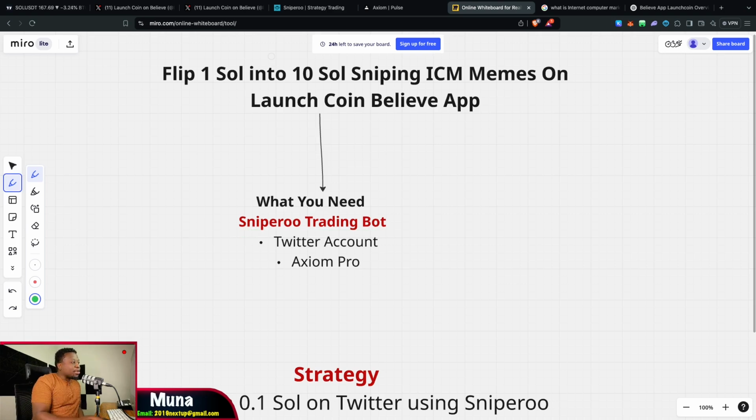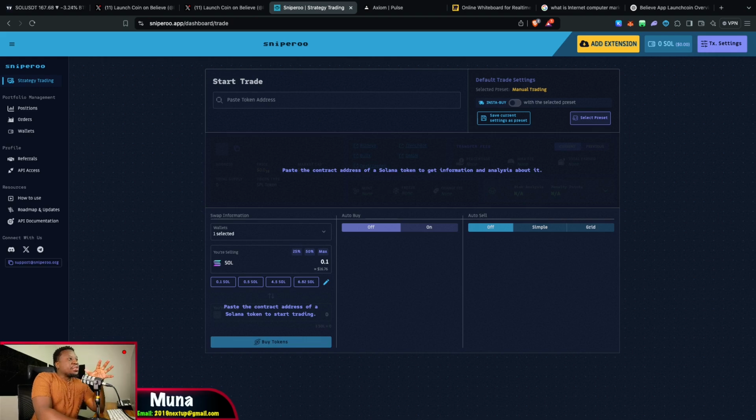Once you set up Sniper, the first thing that you need to do is add your extension. Signing up is pretty easy, a no brainer. Just sign up, do what you have to do, and then make sure you add it as part of your extension. Once you add it on your browser, especially a Chromium based browser like this, it's going to pop up, meaning it's going to be embedded in your browser.